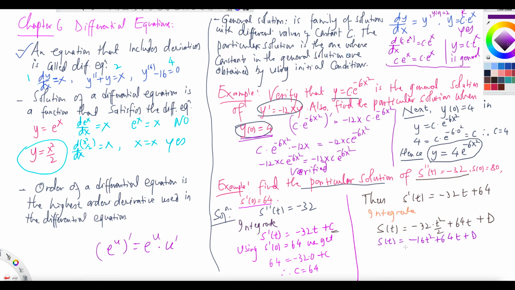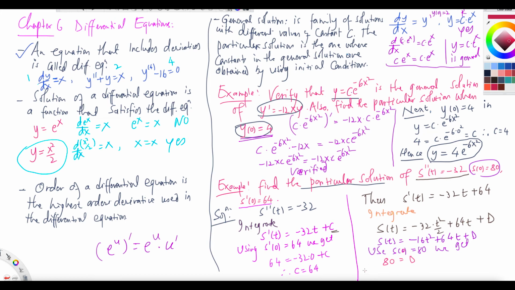Because the question says find the particular solution, we want to find the value of d. How do I find d? We use that condition, s(0) equals 80. So replace t by 0 and s(t) by 80. That's what it is saying, right? We get 80 equals negative 16 times 0 squared, because we are replacing t by 0, plus 64 times 0, plus d. So we got d equals 80.